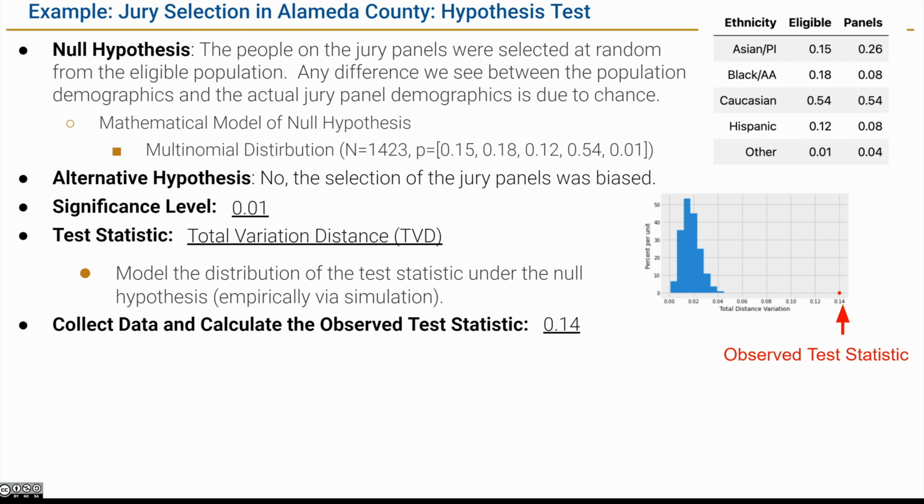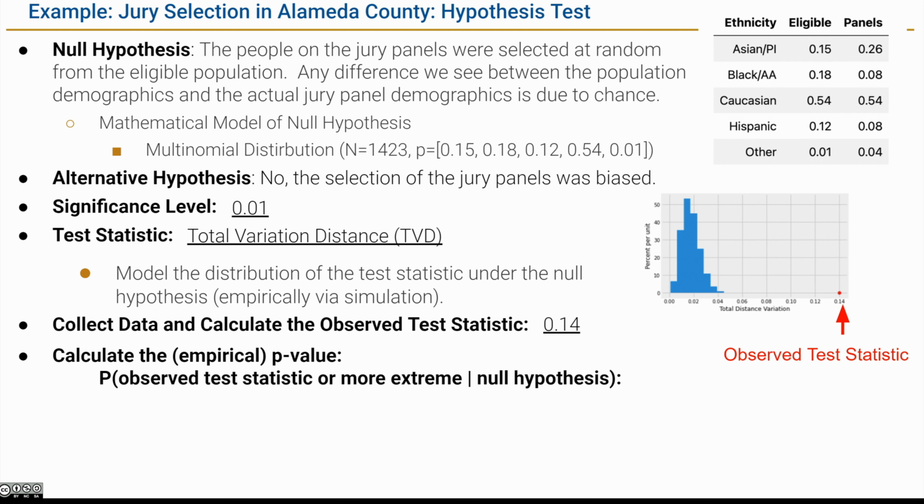Okay, so to actually quantify this, we're going to calculate the probability of observing a test statistic as extreme as 0.14 or more extreme. And by that I mean more in the direction of the alternative. So we're going to calculate the probability that the test statistic is greater than or equal to 0.14. And to do that, we're going to go back to the notebook and do this using our simulation. So that will be actually what's called the empirical p-value, because it's calculated using our simulation.